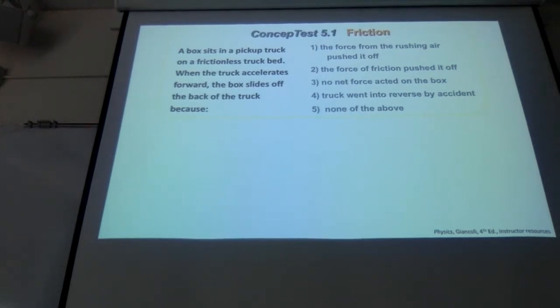So, if I have a box that's in a pickup truck sitting in a frictionless truck bed, boy, that sounds completely invented. What truck is frictionless in the back? When the truck accelerates forward, if this is frictionless, the box just slides right out of the back, which is why this is a, well, invented and useless truck. Unless you have the door at the back all closed, then it would help, I guess. So why does it slide off the back when the truck leaves?